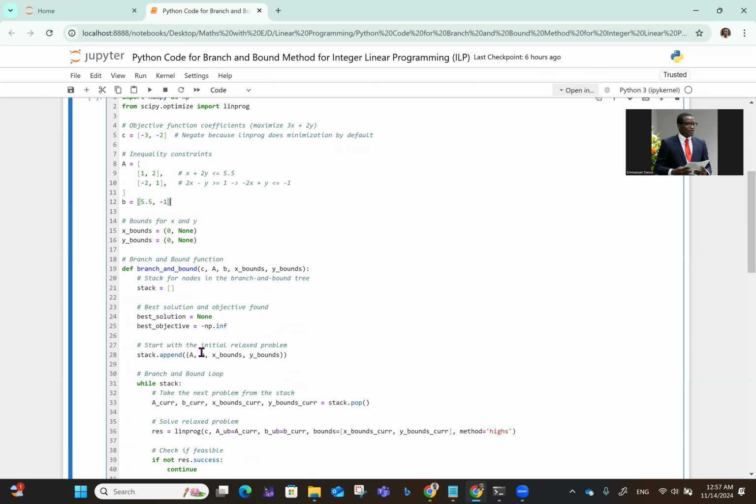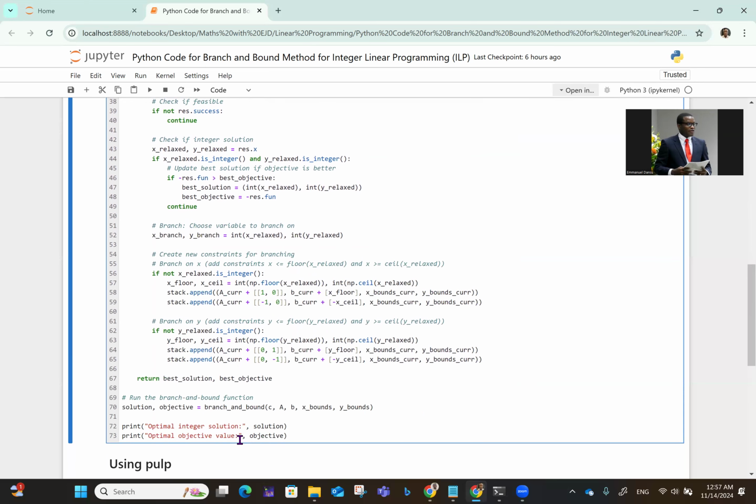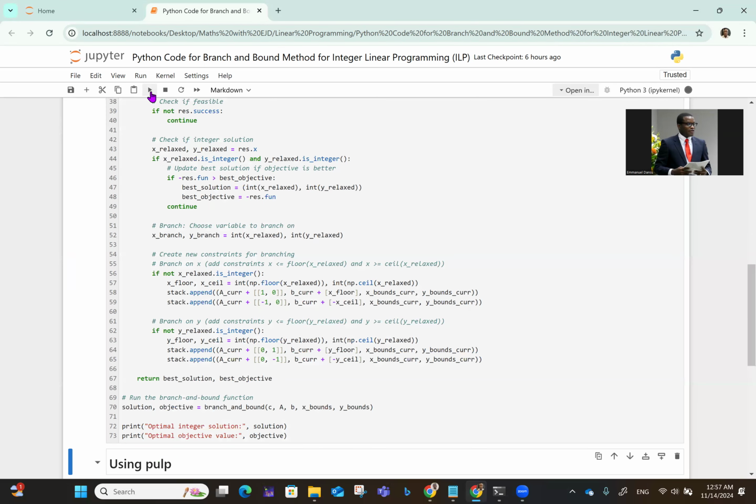And since we are using the branch and bound method, this is where we begin to define all of that. We stack the nodes in the branch and bound tree, and then we have the best solution and best objective found. So we have all of this going on to do the branch and bound. By the time it's all done, we get the final optimal integer solution where x is 5 and y is 0, and the optimal objective function value for the integer linear programming problem is 15, just like we found in the manual situation.